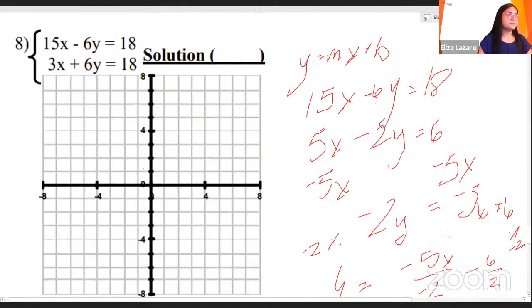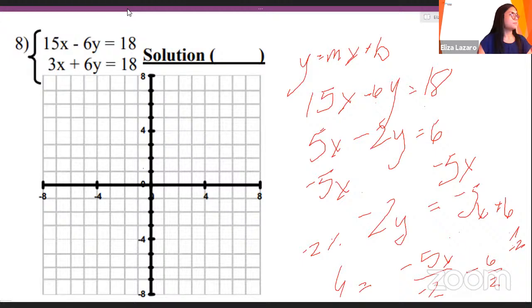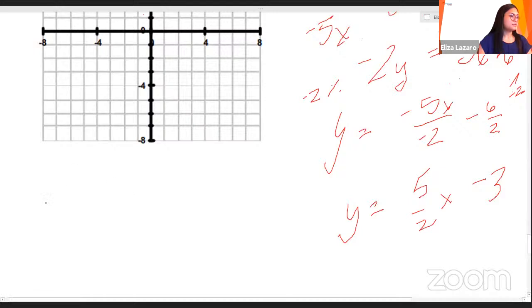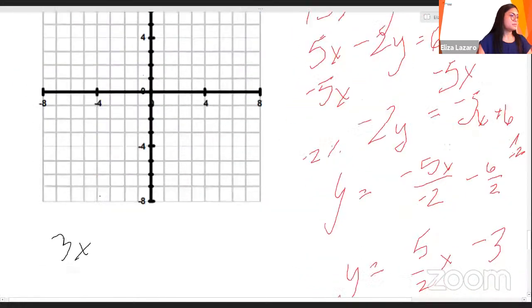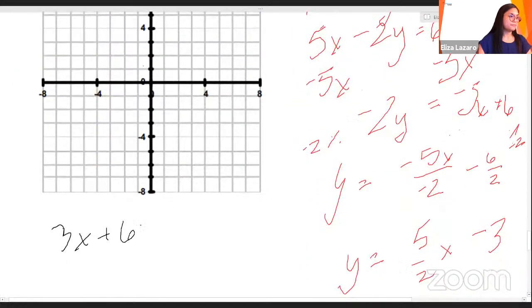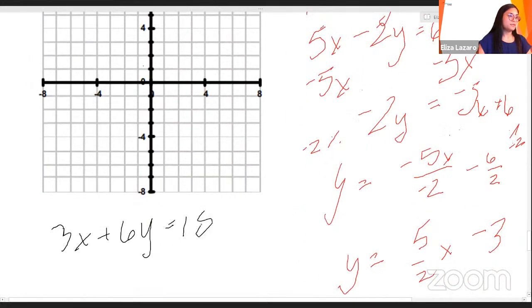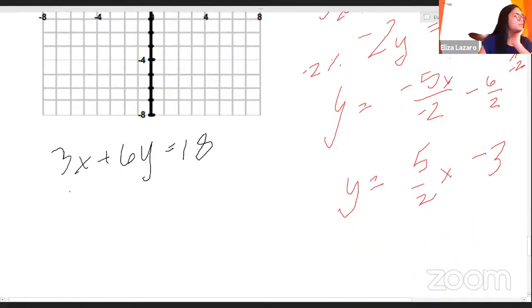Then we're going to want to do the same thing to the next problem, change it to slope-intercept form, or the next equation. We got 3x plus 6y equals 18. It looks like these are all divisible by 3 as well, so we could go ahead and do that. Divide all the numbers by 3. Got x. 3 divided by 3 is 1, so it's just x. 6 divided by 3 is 2, so we're with 2y equals 18 divided by 3 is 6.